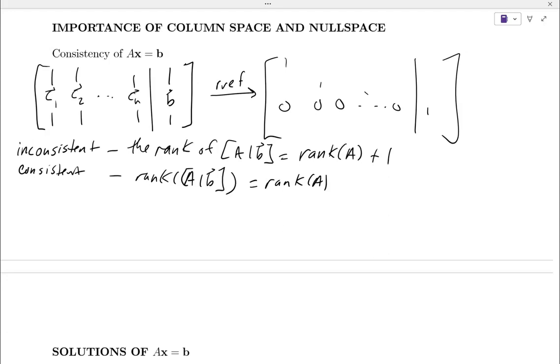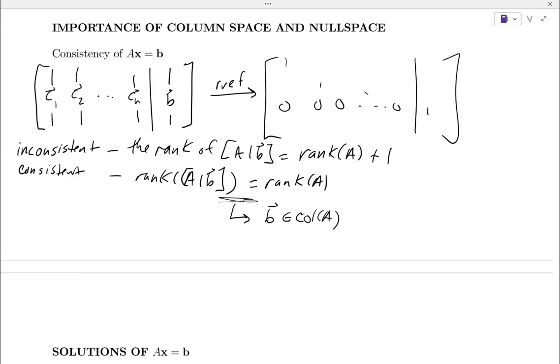So let's tie these two ideas together. If my rank doesn't go up, if I'm in this scenario, this tells me that your B is already in the column space of A. That's what that tells us.